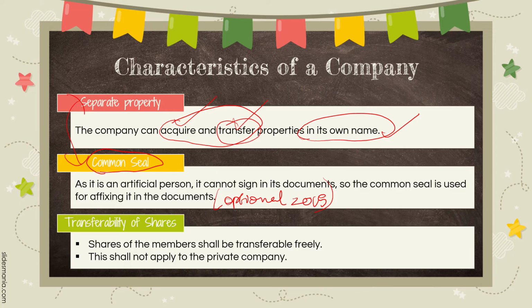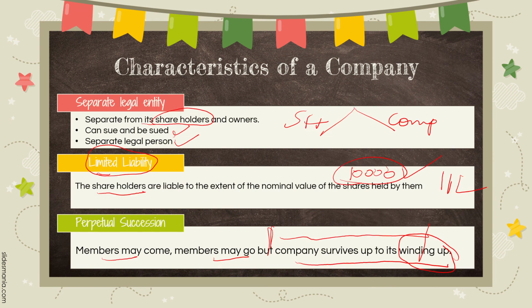The last point here is transferability of shares. Being a shareholder, I am free to transfer my share to anyone else, right? So it is not mandatory that I should hold on to the shares forever. No, I can easily transfer my shares to other people. But one important point which you have to note down is it shall not apply to a private company, because a private company has some restrictions. Public company, yes, because you cannot force the public to hold on to their shares. They have the liberty to transfer their shares to any other person, right? So these are the 6 characteristics of a company.